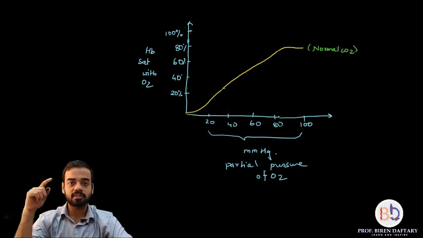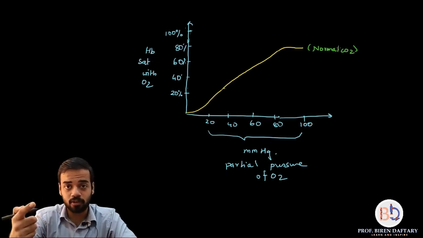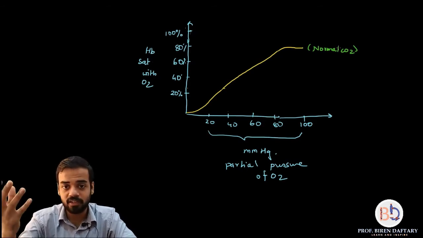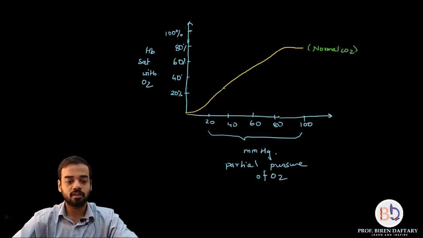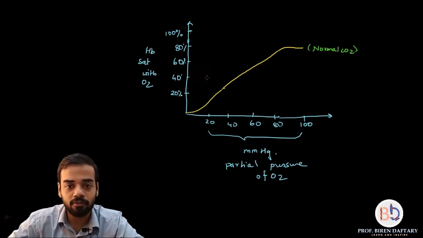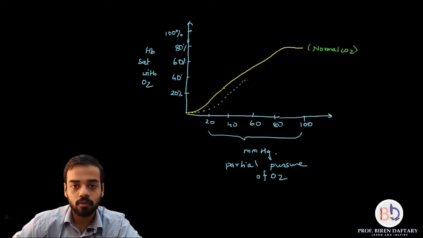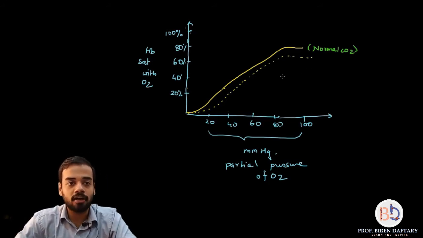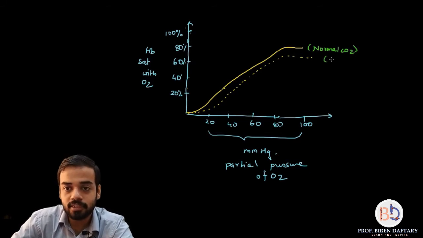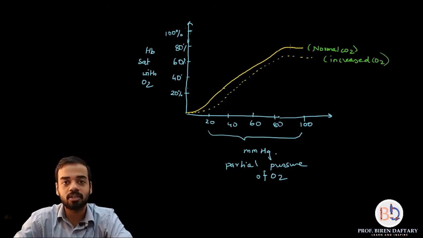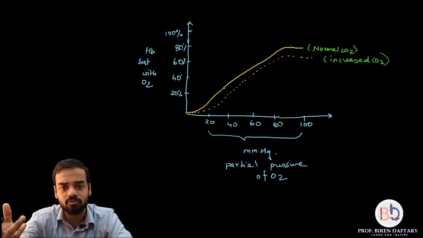Now if I want to draw this same graph but with an increased concentration of carbon dioxide, the partial pressure of carbon dioxide will increase. So what will happen if I draw such a graph? The graph will be somewhat like this. So I am drawing a dotted graph now. This graph is the one with increased carbon dioxide. First of all, this graph with increased carbon dioxide has shifted towards the right. Why has it shifted towards the right?